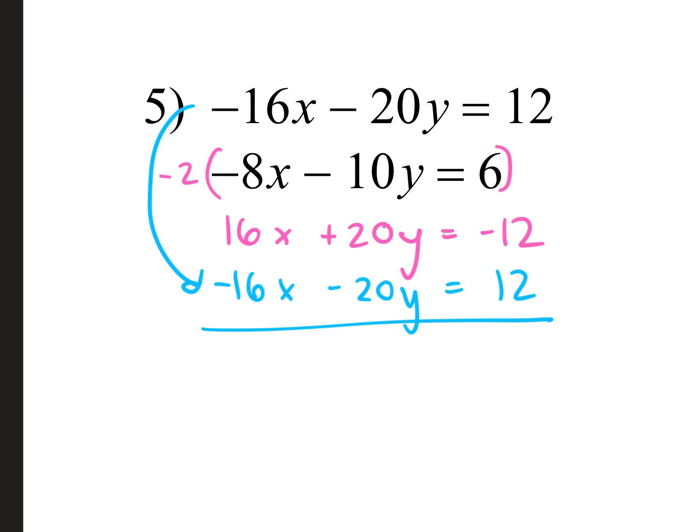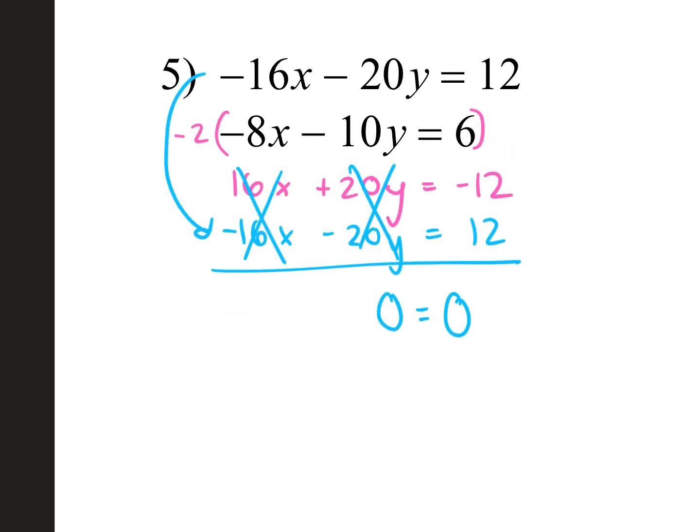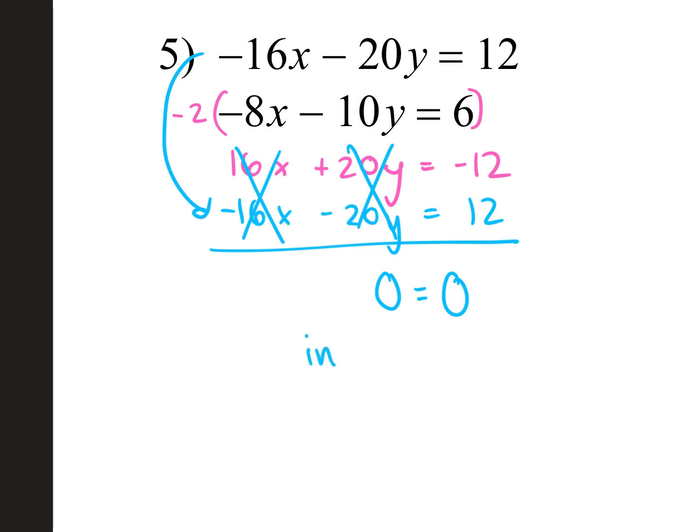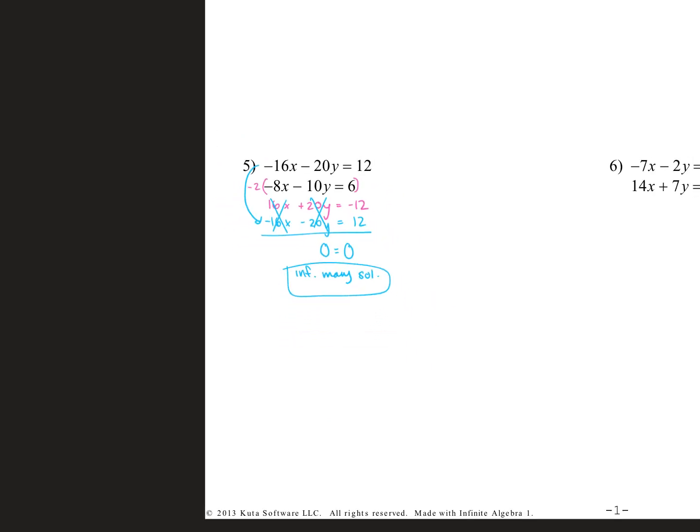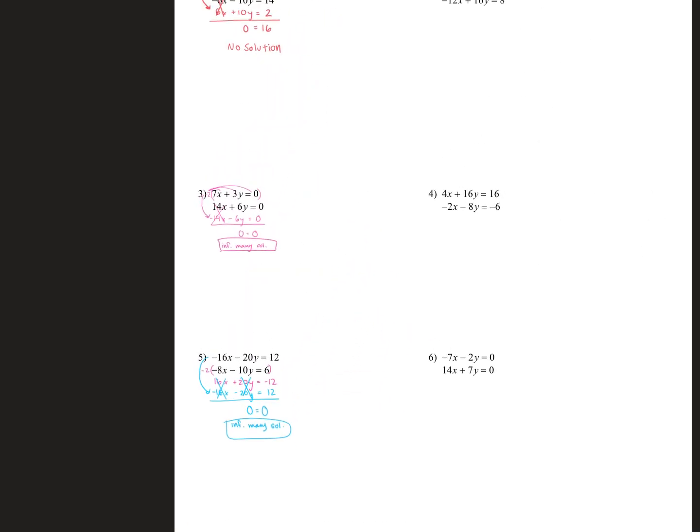What happens to the x's? They cancel. What about the y's? They also cancel. So we're left with 0 on the left side because everything canceled. What's -12 plus 12? 0. So what do we get when 0 equals 0? Infinitely many solutions. Any questions? Are there any other questions you guys wanted to see from the first page?